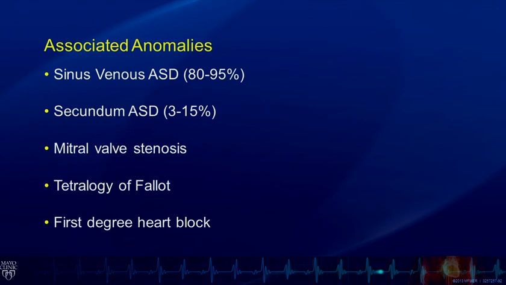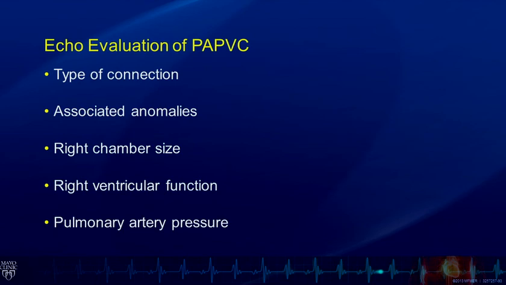And then patients with anomalous pulmonary venous return would be expected to have potentially right axis deviation, and they may have first-degree heart block. By echo, if we're evaluating a patient with partial anomalous pulmonary venous connection, we want to try to determine the type of connection. But again, this can be quite difficult as we really are limited in the view of the superior vena cava in many of our patients.